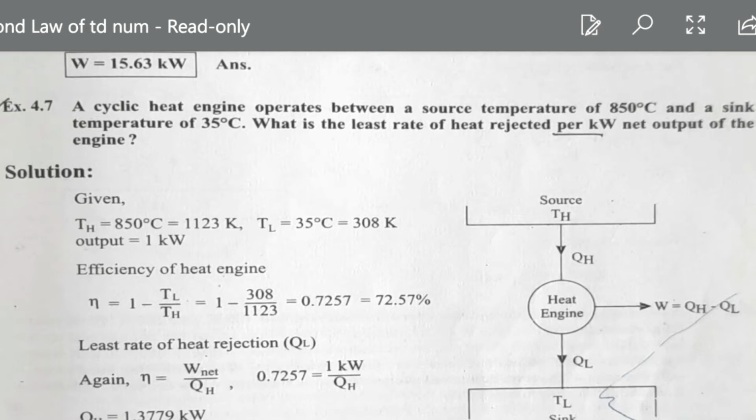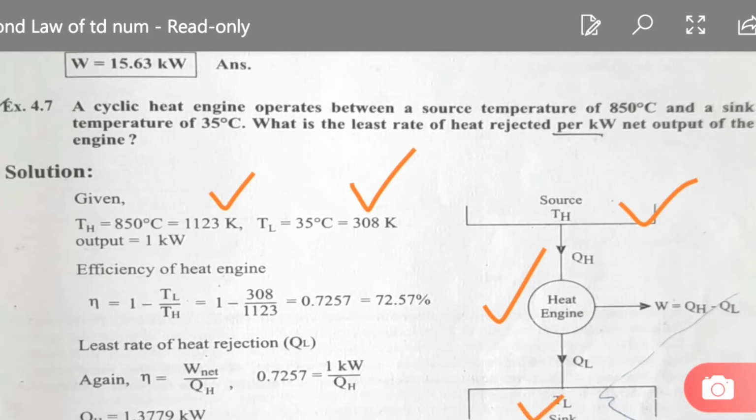And sink temperature TL is equal to 35 degrees centigrade, 35 plus 273, that is 308 Kelvin. So this is source temperature and this is sink temperature. Okay, now we can see in the figure, this is the heat engine figure. This is source, this is sink, and this is work done output.